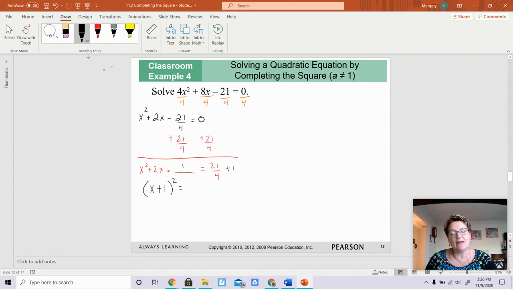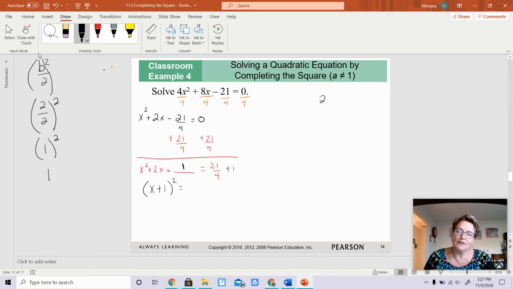So remember, you're going to have to combine 21 over 4 plus 1. So I'm going to do a little bit of math over here. However, if you're still wondering how I got this 1 right here, remember the formula, b over 2 squared. Sorry, it is not b squared, it's b over 2 squared. My b happens to be 2. 2 divided by 2 is 1. And then 1 squared is 1. That's how I got that. So I'm going to do the math over here. 21 over 4 plus 1.